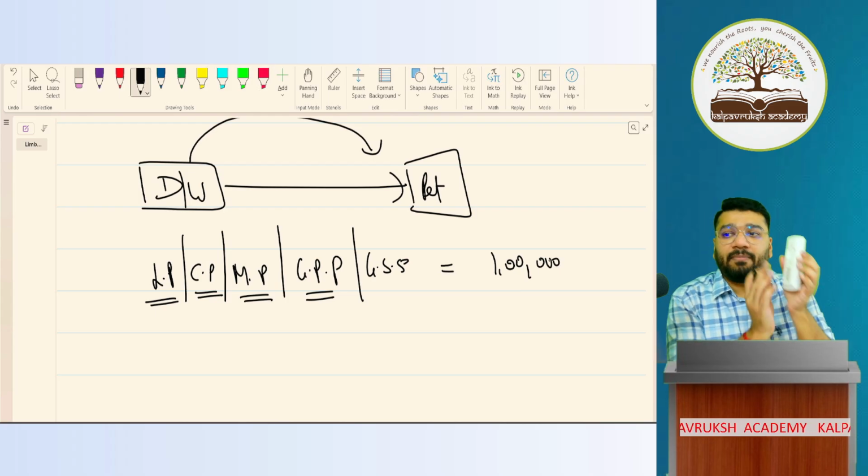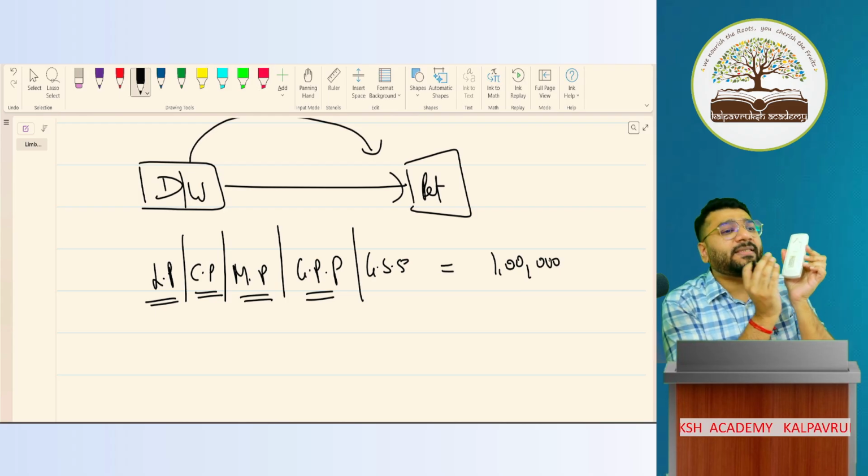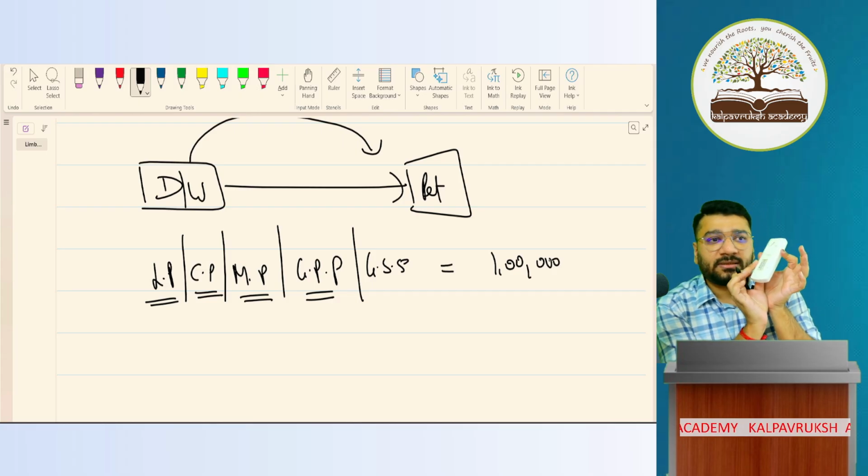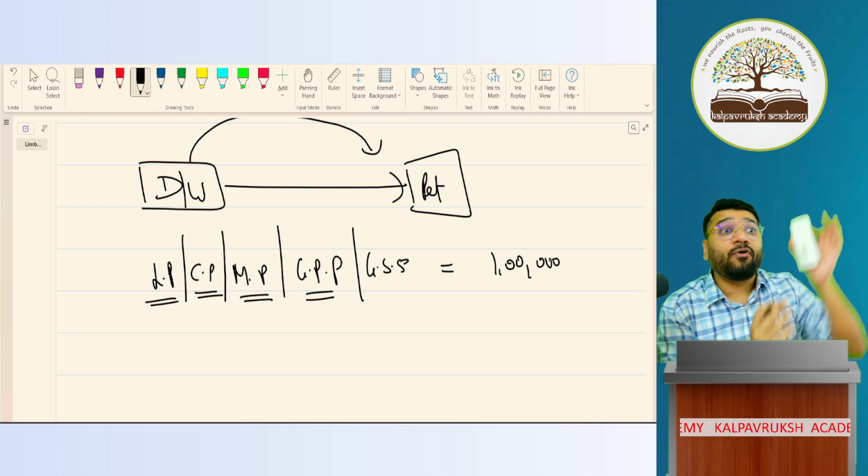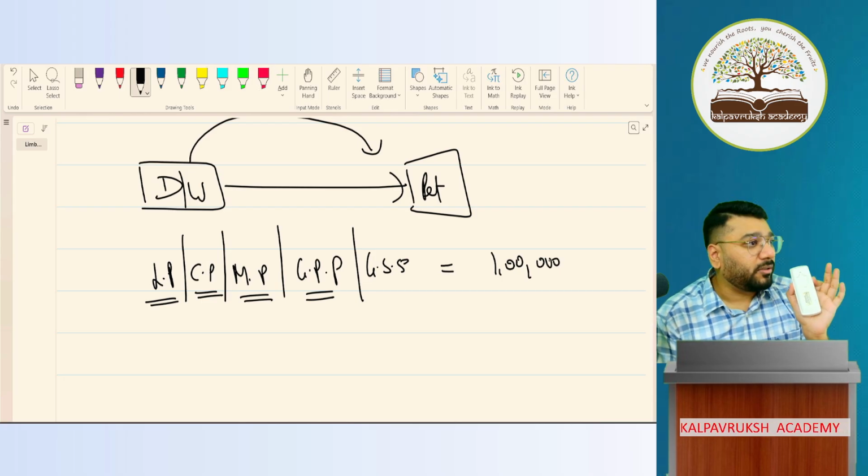Let's say I'm buying this product. People buy this for 5,000 rupees, 8,000 rupees, 10,000 rupees. This is the normal purchase. But this customer has purchased this product for 1 lakh rupees. Is it a bulk purchase or not? Yes.